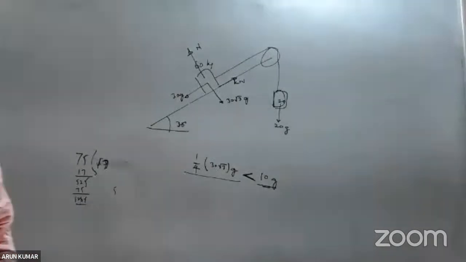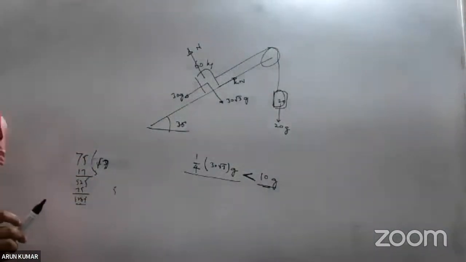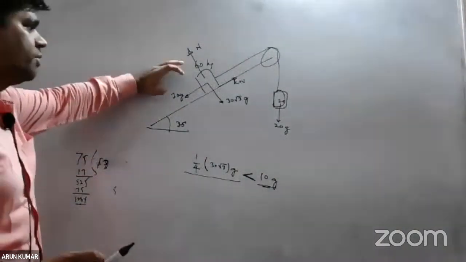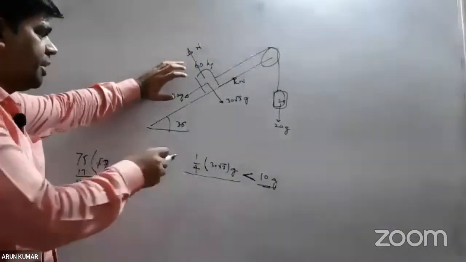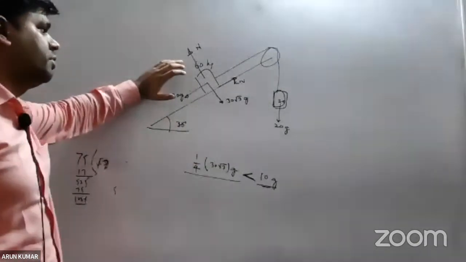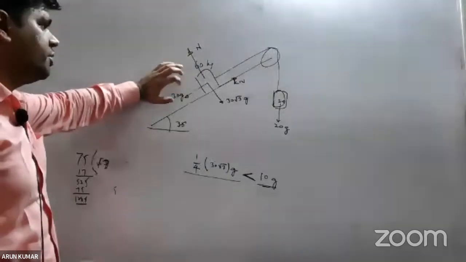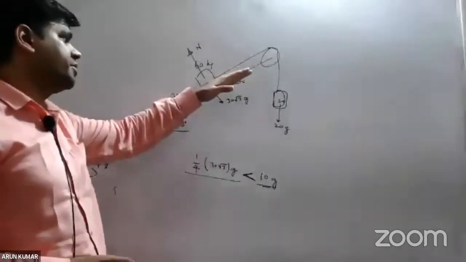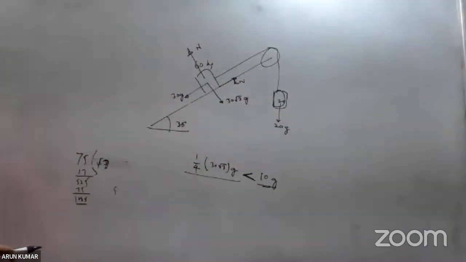Right. Because static friction is sufficient enough to counterbalance the external force. Friction will be equal to 10G and the blocks don't move. So 30G is downward, 20G is upward, and 10G is the friction. And the blocks don't move. So that's the answer. Blocks don't move.